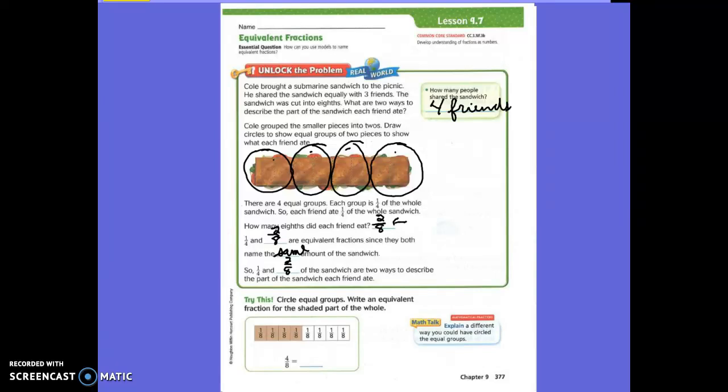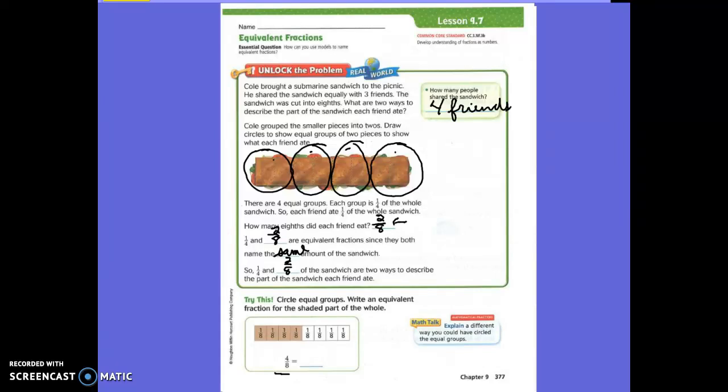Okay? Try this. On the bottom, circle equal groups. Write an equivalent fraction for the shaded part of the whole. Okay. You know how we saw the groups first last time, and then we saw the 8ths second? This time they're showing you the 8ths first. So how many 8ths are shaded down here, guys? 4. Okay, that's why this is our fraction, right, Wyatt? 4 8ths is our fraction because there are 8 equal pieces and 4 of them are shaded.